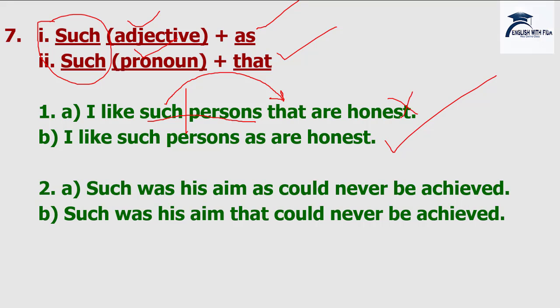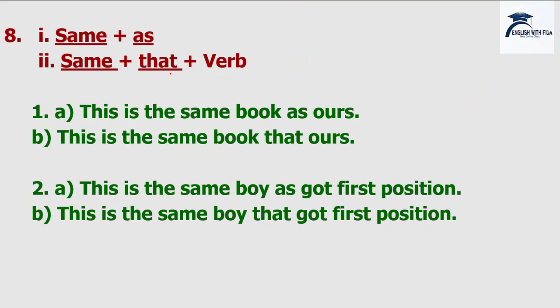The first will be wrong. "Such was his aim." Here such is not modifying a noun. Such is used as the subject, was is a verb. So here we can call it a pronoun. "Such was his aim as": we cannot use as in this case. We will use that. Then same as or same that.